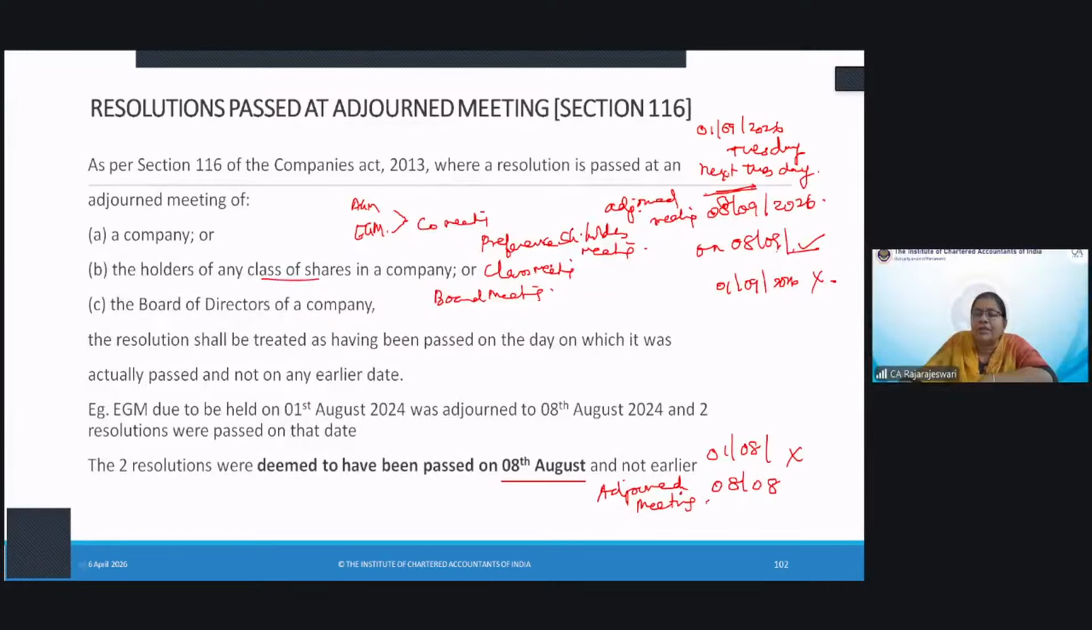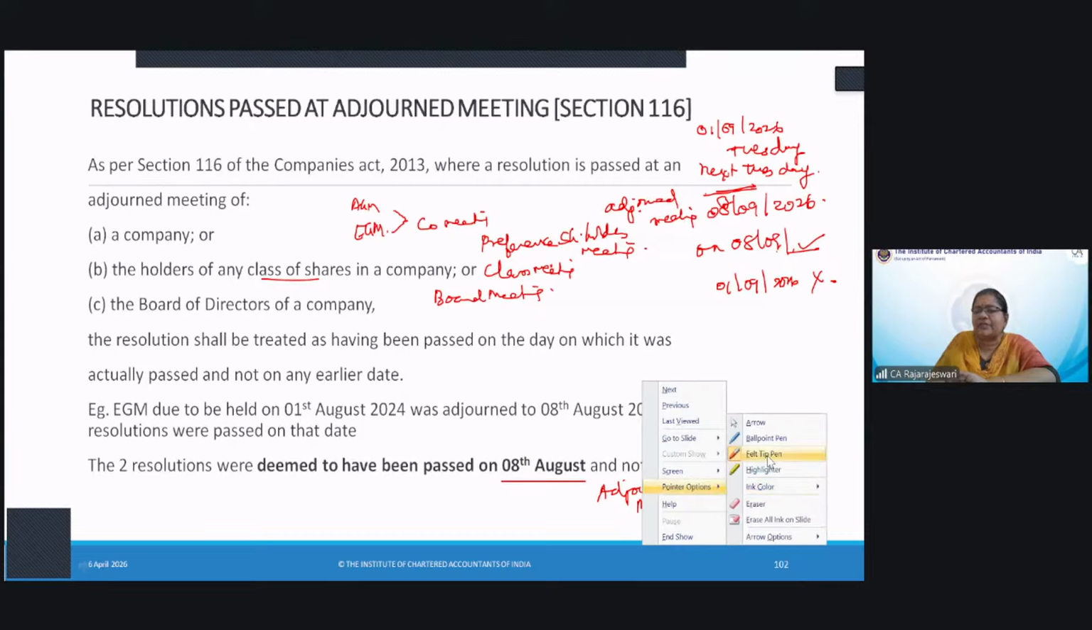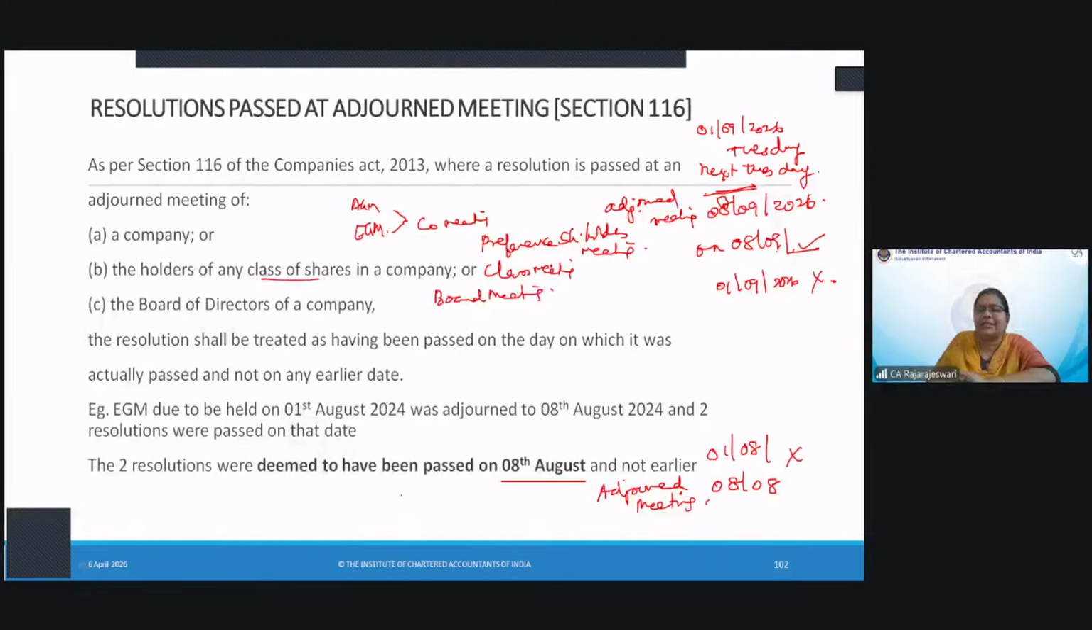Suppose the board can also adjourn it to a separate, further date. It need not be the next week, same day. If they pass the resolution there, that date will be considered. Suppose they don't keep the meeting on 8th. If they keep the meeting on 12th or 15th or 16th of August, then in that case, you should have to consider that meeting as only on 16th of August. That is the concept.